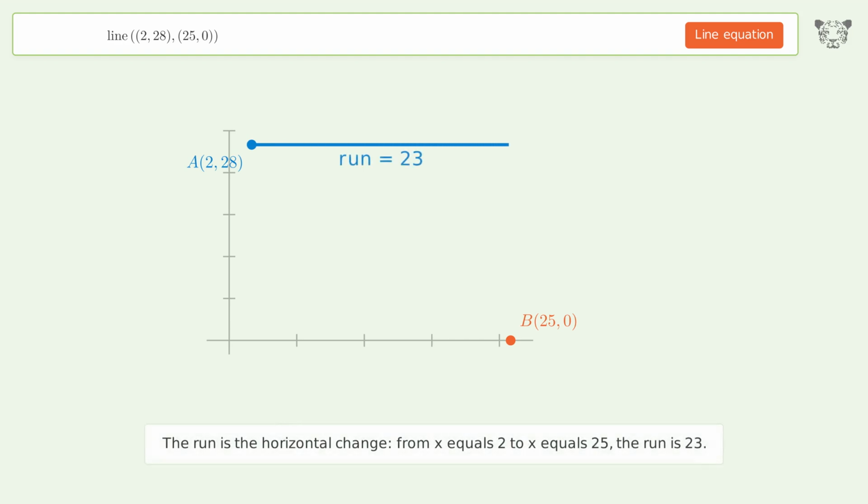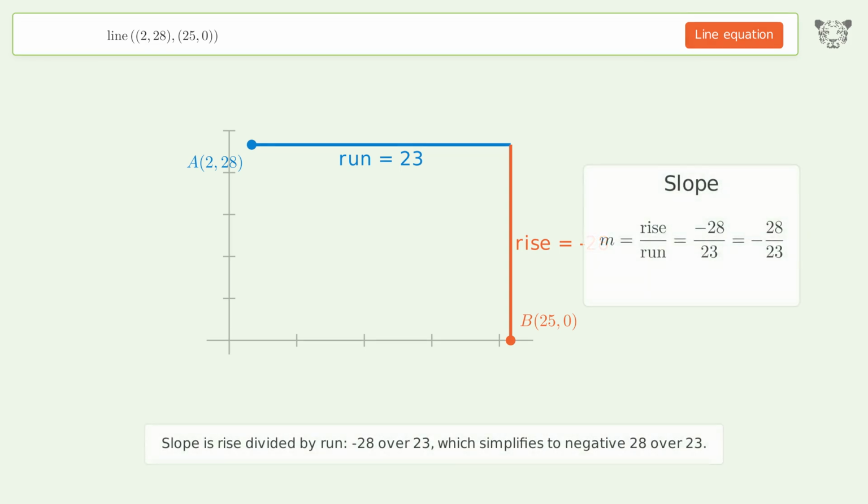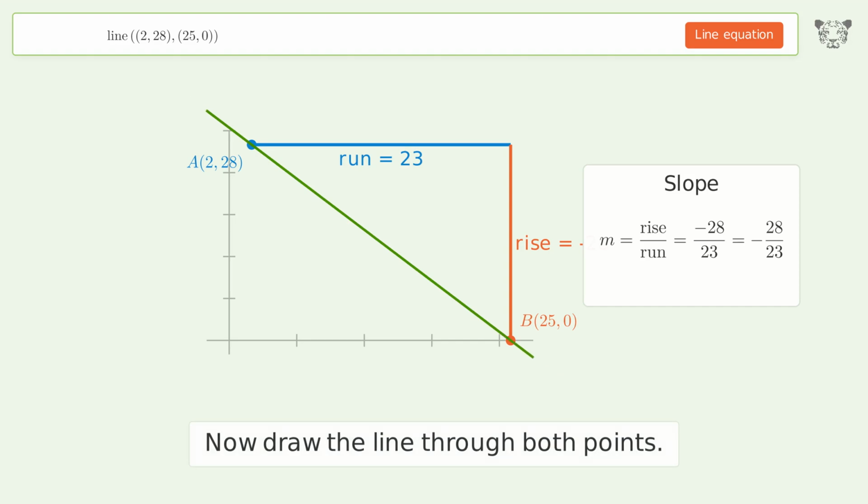The run is the horizontal change, from x equals 2 to x equals 25, the run is 23. The rise is the vertical change, from y equals 28 to y equals 0, the rise is negative 28. Slope is rise divided by run, negative 28 over 23, which simplifies to negative 28 over 23. Now draw the line through both points.